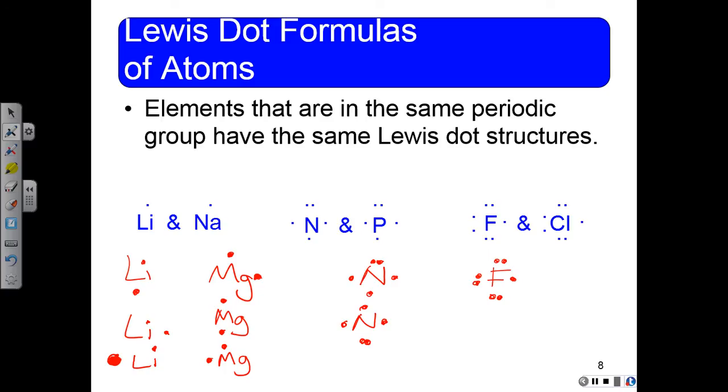But it also helps you when you start bonding, because you'll start drawing out, say this was ammonia, NH3, then you'd have a hydrogen coming off. It helps you set up for your drawing of molecules as well.